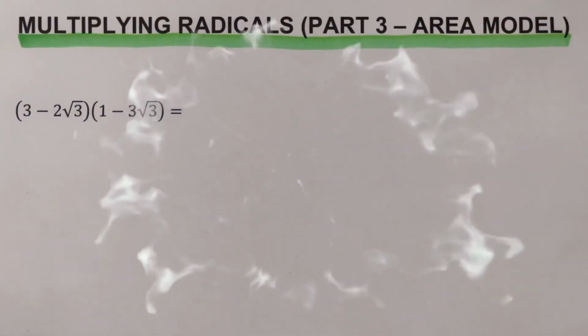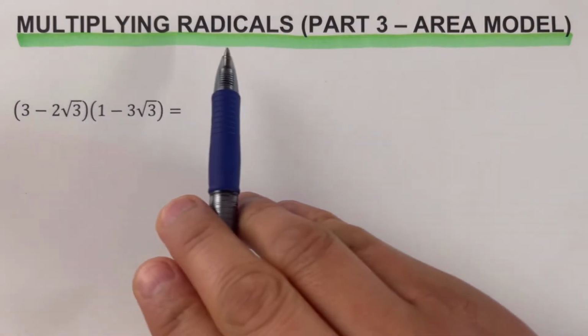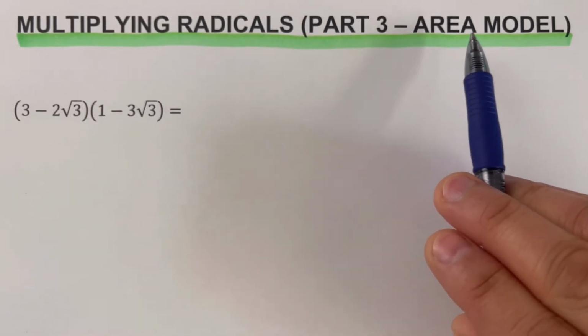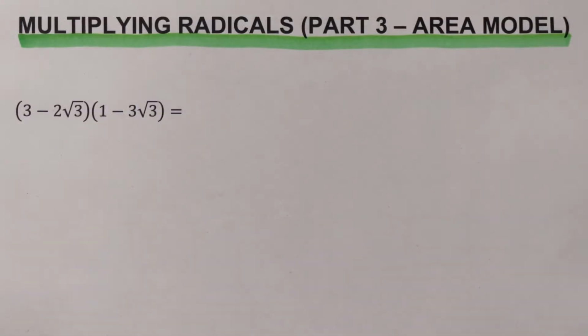Hello everyone. This video will focus on multiplying radicals, and this is the third part. In this part, we're going to use the area model to multiply radical expressions.